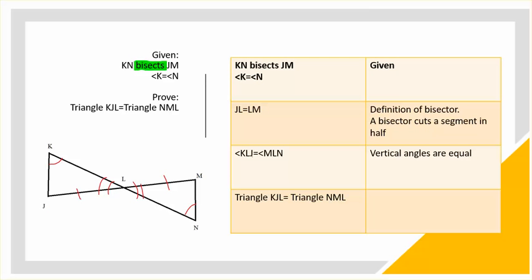Triangle KJL is congruent to triangle NML. Look at what I have marked equal. Well, I have two pairs of equal angles and a pair of equal sides that's not in the middle. So that's angle, angle, side.